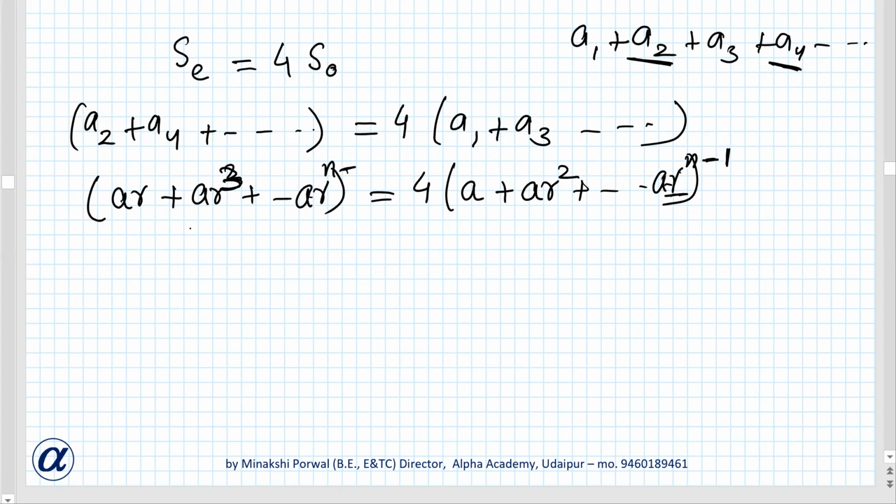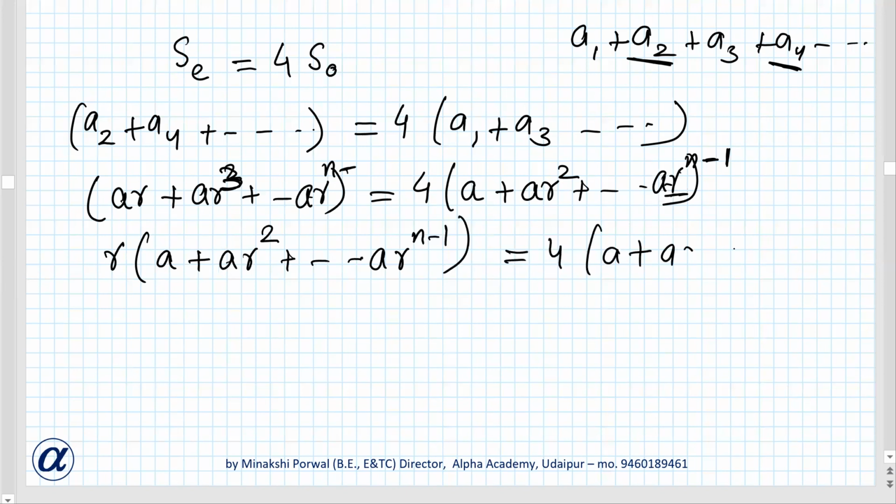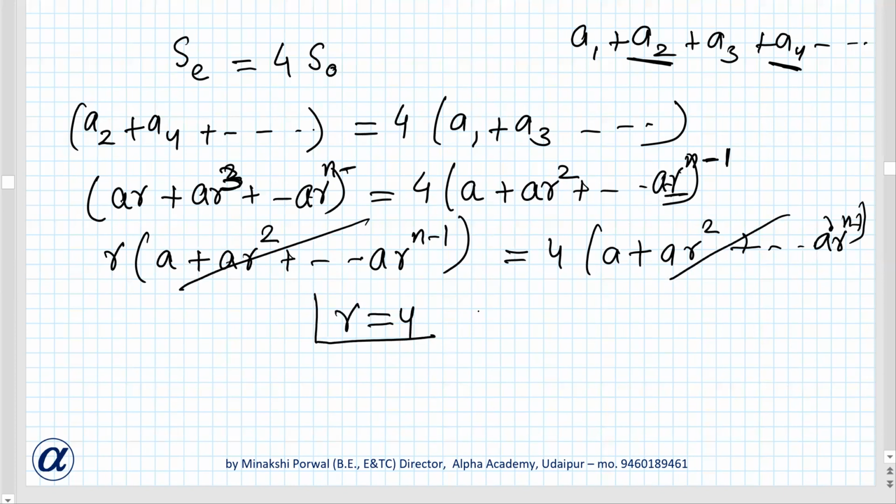So if I take R common from this side, it will be R times A plus AR square up to AR to the power n minus 1, is equal to 4 into A plus AR square up to AR to the power n minus 1. So this thing and this thing are the same, and we get the common ratio as 4. This is the answer.